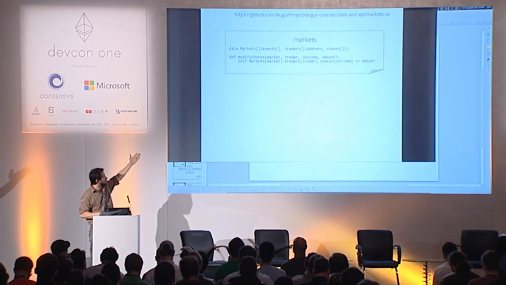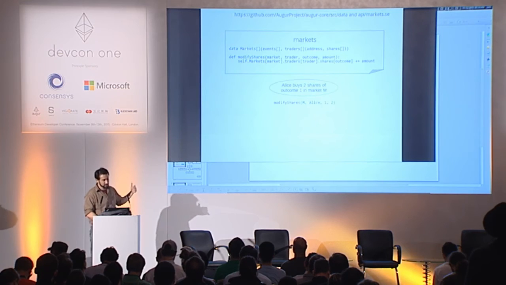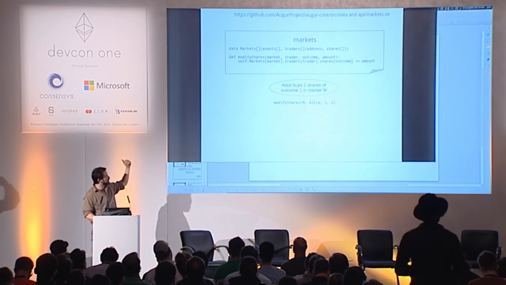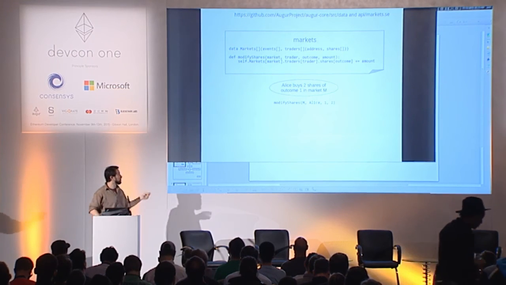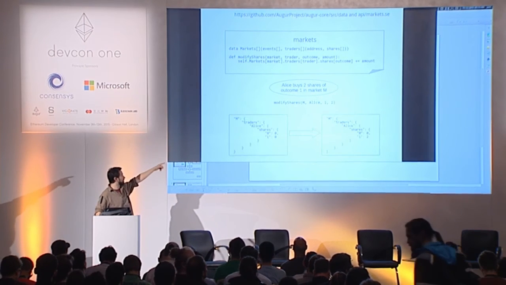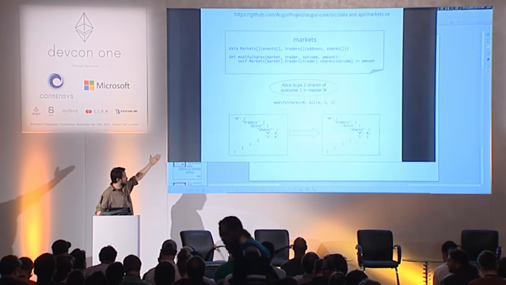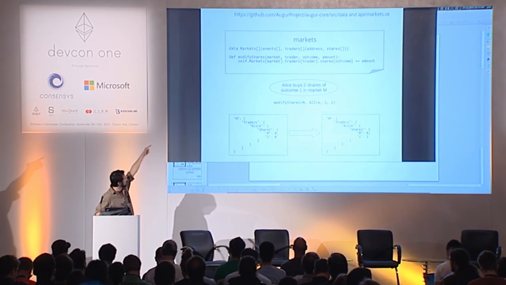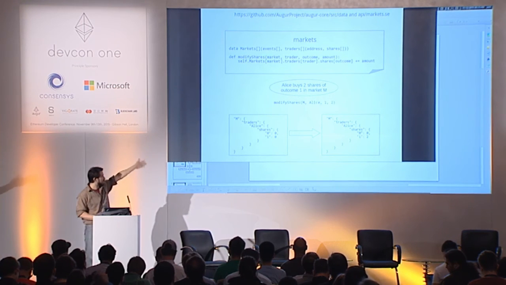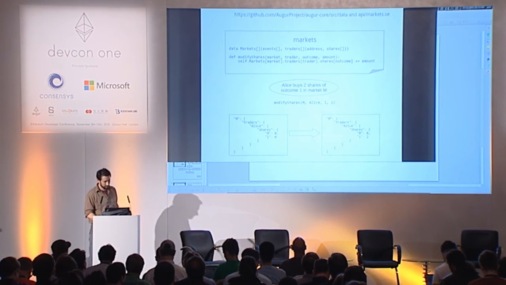And we have a modify shares method. So this method gets called. Alice buys 2 shares of outcome 1 in market M, so we invoke modify shares. And basically, this is what happens. This is that data structure up top, and we can see, OK, now she has 2 shares of 1.